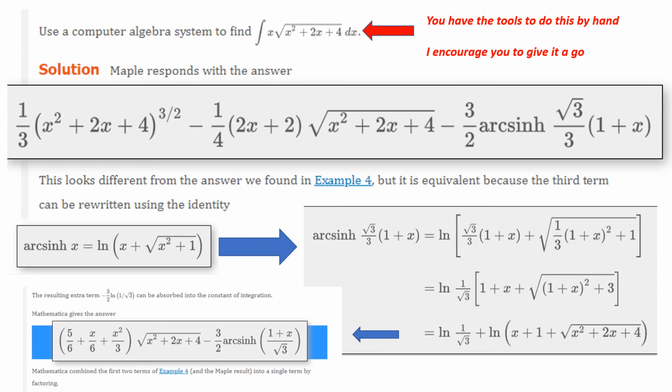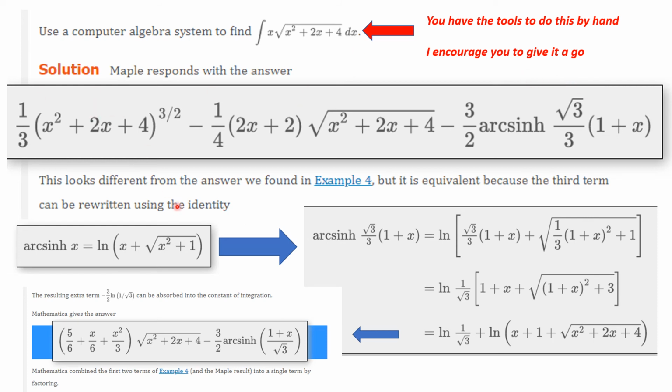Now, I'm going to do the same problem using a computer algebra system. Now, first of all, you have to be really careful to type it correctly, and the syntax on these systems is cumbersome. And so it takes some practice. In fact, that's one of the things I struggle with myself, is getting the syntax right. And strictly speaking, you have the tools to do this by hand, and I encourage you to give it a go.